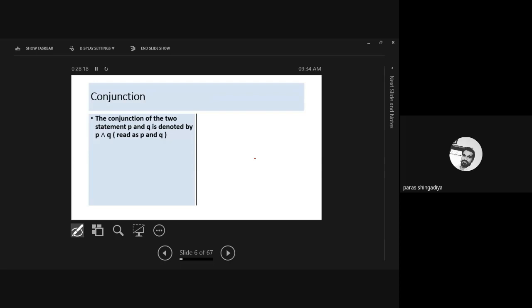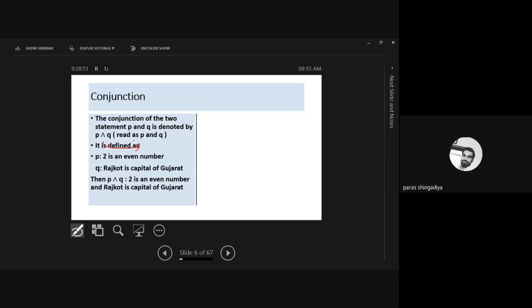So in mathematics, it is called the conjunction. What is the meaning of conjunction? The conjunction of the statements P and Q is denoted P and Q. That is the notation of P and Q. This lower cap is read as P and Q. That is the notation of conjunction. Lower cap means the AND operator.